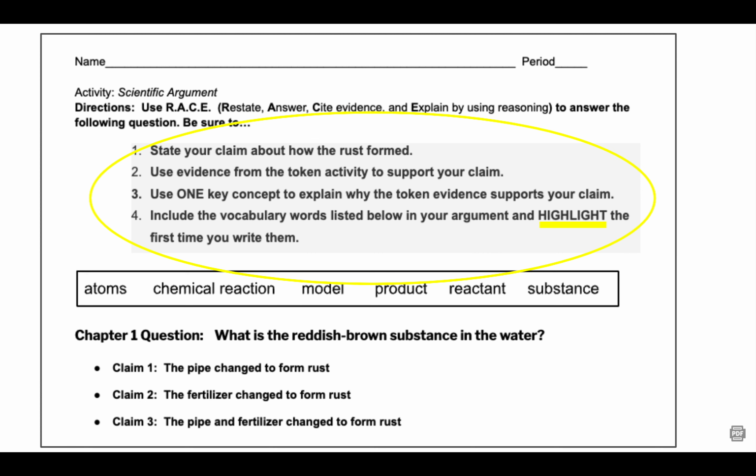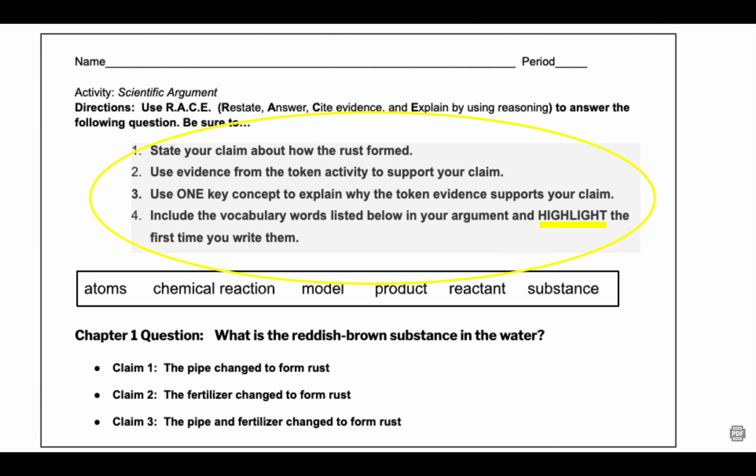Step number 2, use evidence. From what kind of evidence? Use evidence from the token activity to support your claim. Don't pull out any other evidence that we talked about. Don't even take real world evidence that you think would answer the question. That's not at all what we're doing. I want you to think about, why couldn't we make rust using just the iron atoms? And why couldn't we make rust if we had only the fertilizer molecule? Why couldn't we make rust? What were we missing? And why is it important that we have both of them?